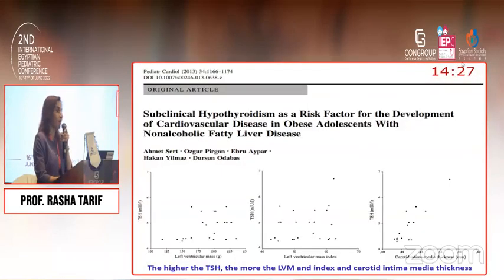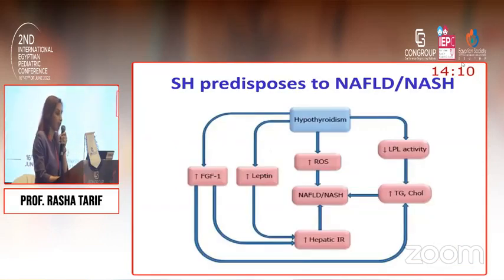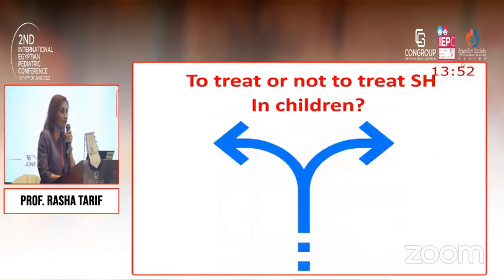Also, there is a correlation between subclinical hypothyroidism being a risk factor for NAFLD or non-alcoholic fatty liver disease. And in this article, thyroid dysfunction was incriminated to play a role in the pathogenesis of non-alcoholic fatty liver disease. And looking closely at the mechanism, you can see that there is increase in FGF1 and leptin, in addition to low lipoprotein lipase activity, increasing the total cholesterol, triglycerides, leading to hepatic insulin resistance.